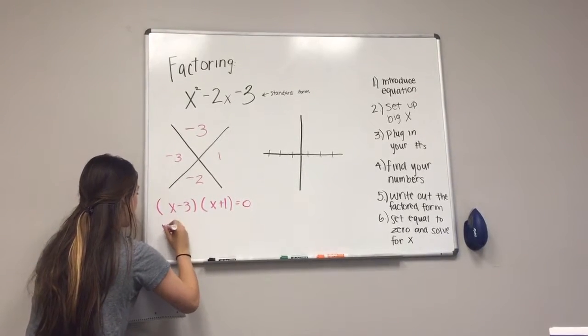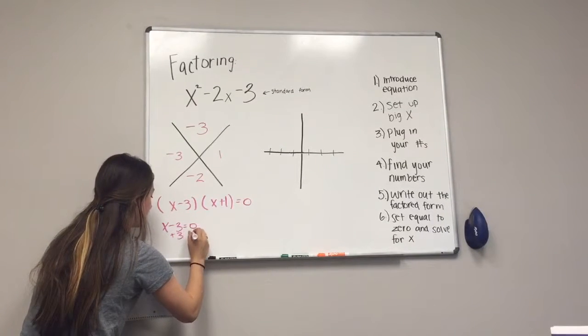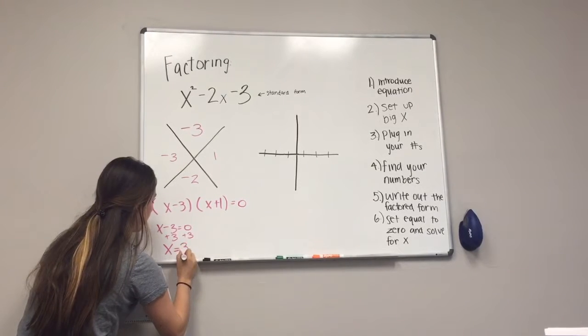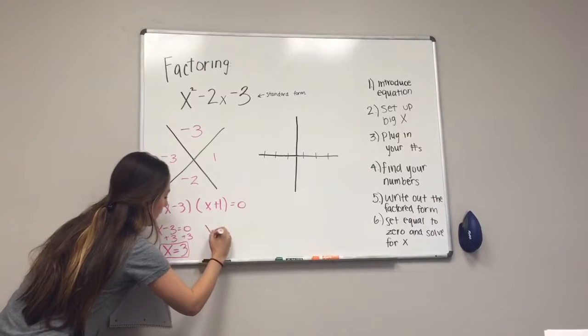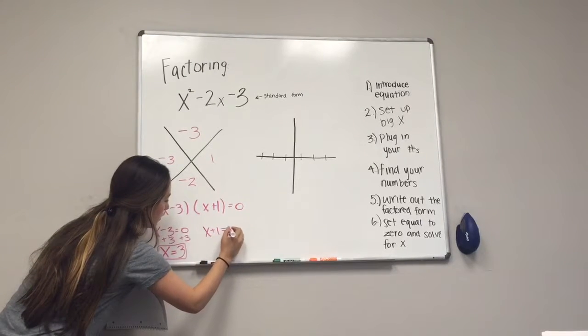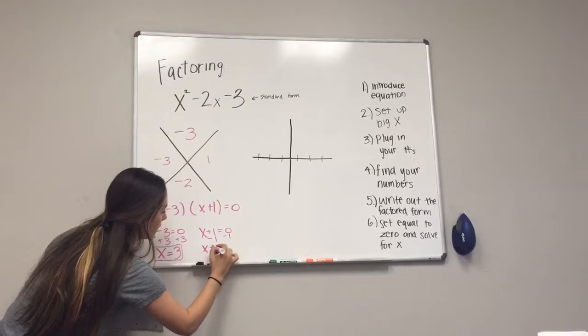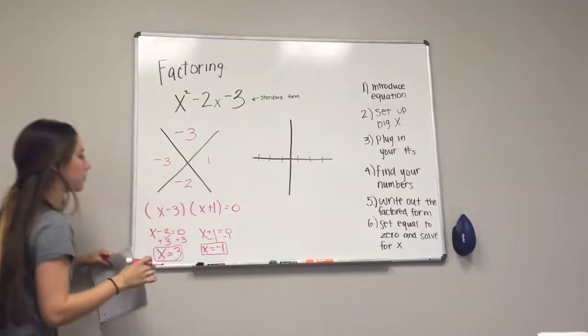So x minus 3 equals 0. You're going to plus 3 on both sides. And your x is going to equal 3. And then for this one, you're going to do x plus 1 equals 0. And then subtract 1 from both sides. And your x is going to equal -1. So those are your zeros.